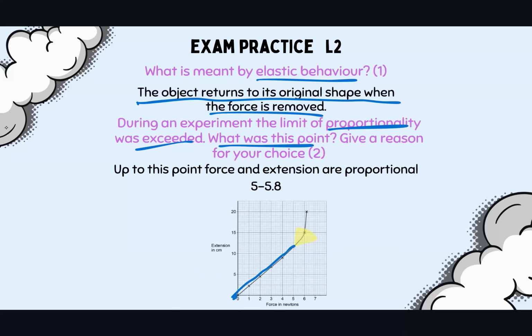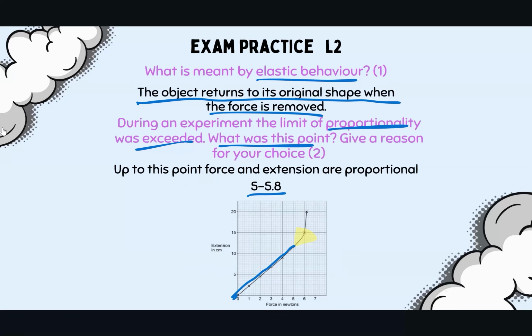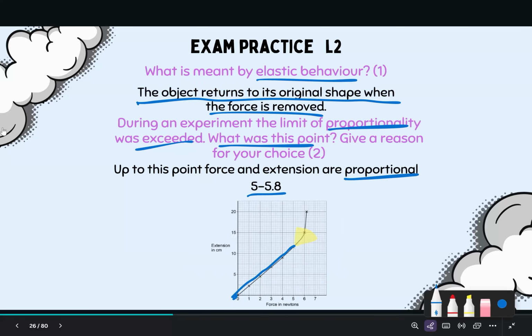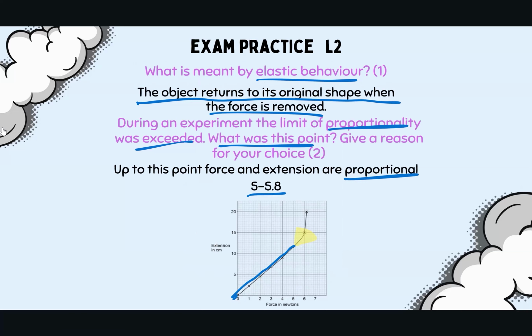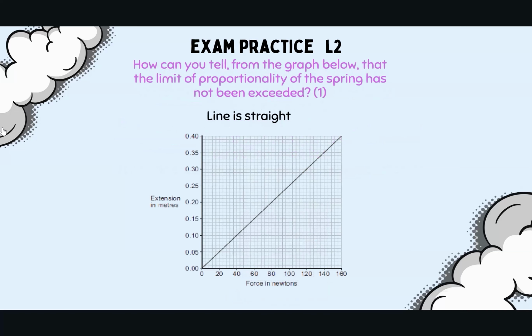So like it says here, between 5 and 5.8. And we know that's the limit of proportionality because prior to that, we can see proportionality between the force and the extension. As the force increases, the extension increases, and they're directly proportional to each other. And we know it's directly proportional because it crosses the origin and it's a straight line up to that point. How can you tell from this graph below that the limit of proportionality of the spring has not been exceeded? We can tell because the line is straight and it goes through the origin.